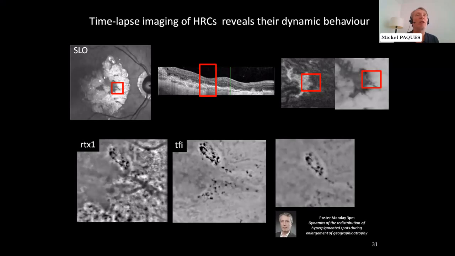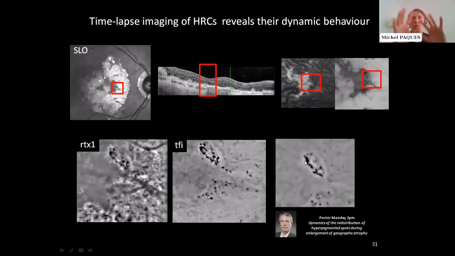Here is an animation. This area seen with the RTX1 is somewhere close to the fovea. You see the atrophy is here, the RPE is here, and this is the RTX1 image. And the TFI image, as I mentioned, gives us a better view of the pigment migration. And here is the animation of the same case. I think it's over several months.